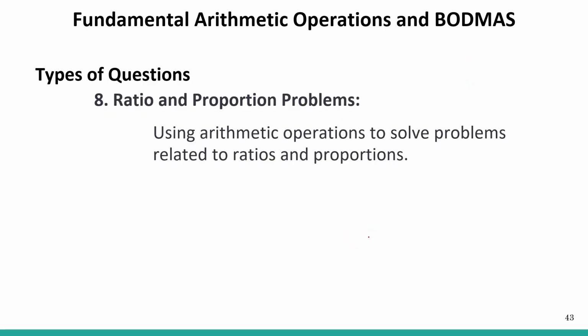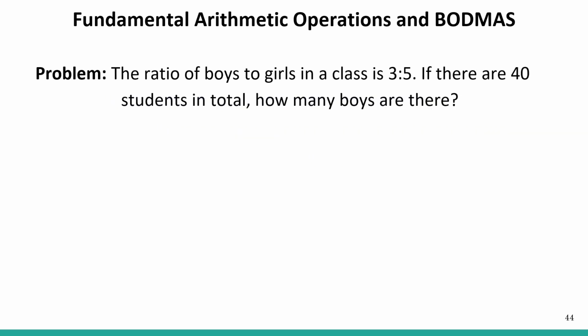Okay, so the eighth kind of problem is on ratio and proportion problems. So using arithmetic operations to solve problems related to ratios and proportions. So the ratio of boys to girls is 3:5. There are 40 students in total. Okay, 3x plus 5x is equal to 40. So this implies that 8x is equal to 40. So this implies that x or 1x is equal to 5.